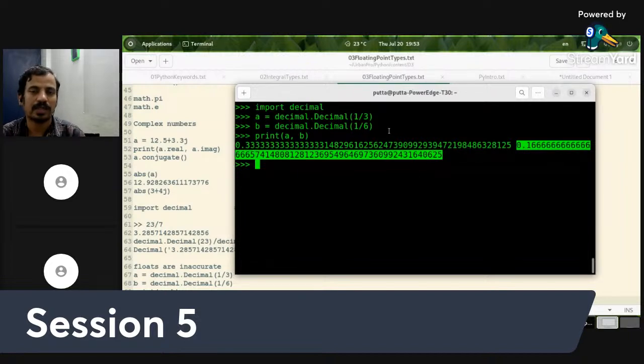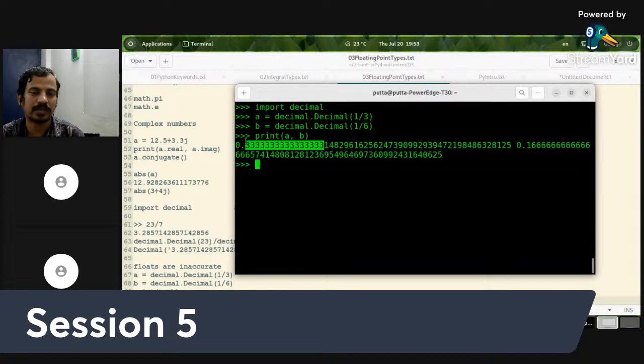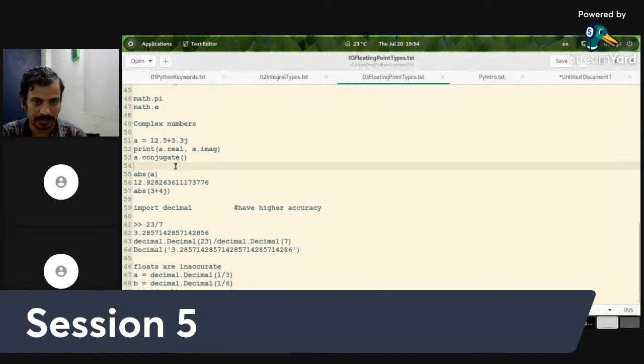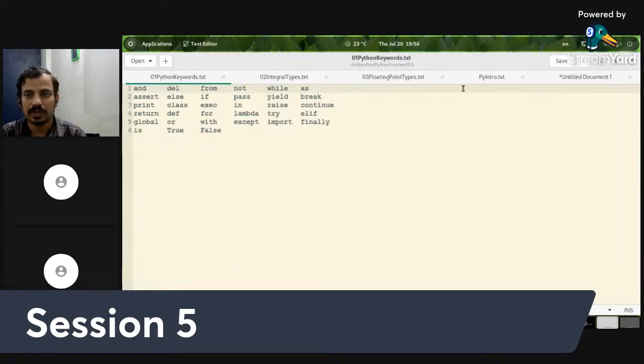However, this much precision, like 15 digits after the decimal point, is fine for most of our computations. Even if there is error beyond that, we can neglect it because it doesn't make much difference to the overall value. It will still be close to the actual value. So that's why we say floats are actually inaccurate.